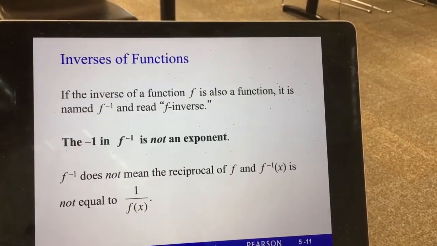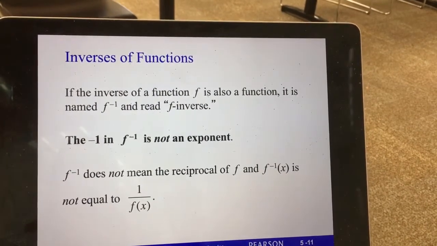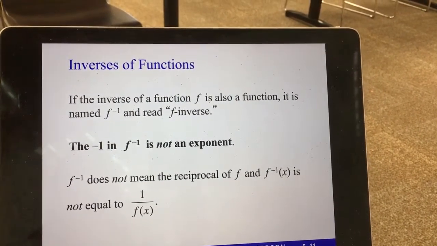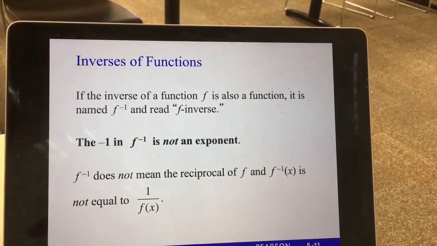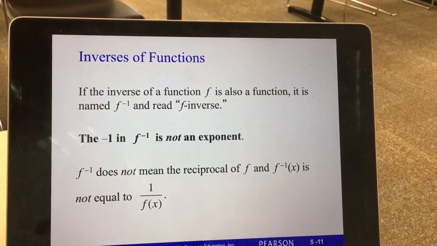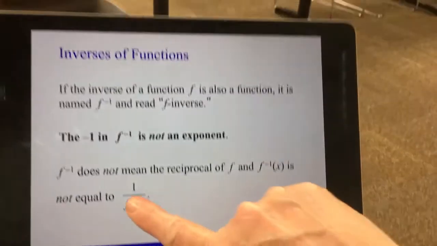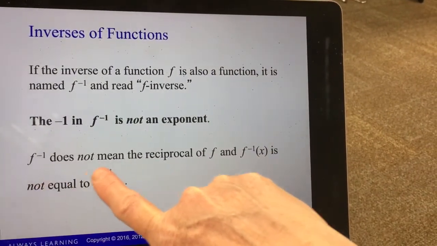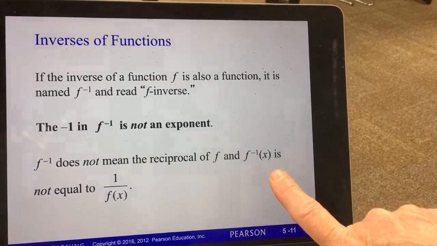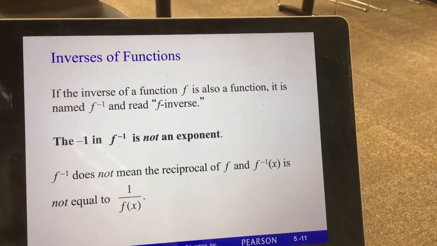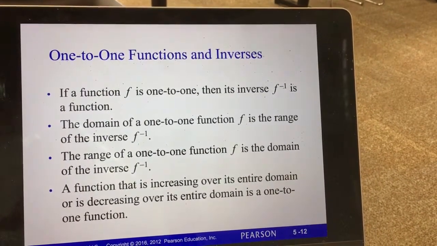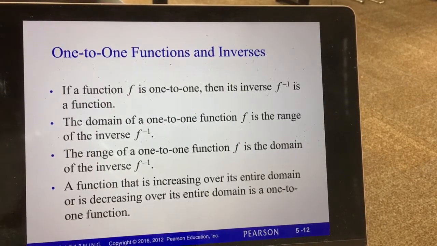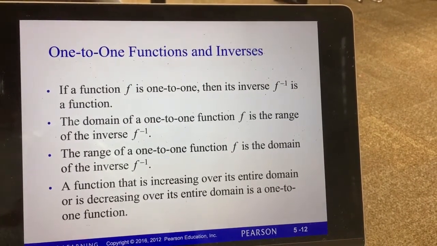a 1 to 1. So basically, if the inverse of a function is also a function, it is named f of negative 1, and it's read f inverse. Okay, so basically, remember, this is just a definition of the inverse function. And remember, this is very important because it's not part of this problem, but f inverse does not mean the reciprocal. It means that it is the inverse of the function. Okay, so these are qualifications of 1 to 1 functions and their inverses. This is also very important from the PowerPoint. And then we will go back and work that problem.